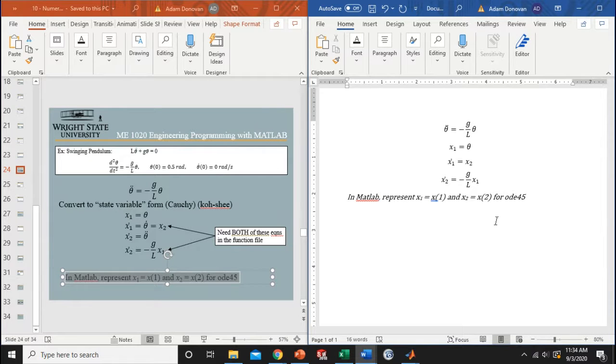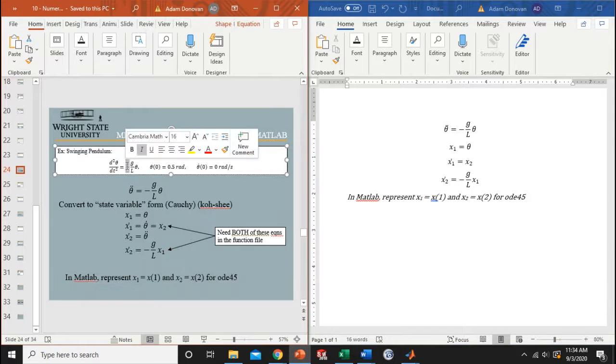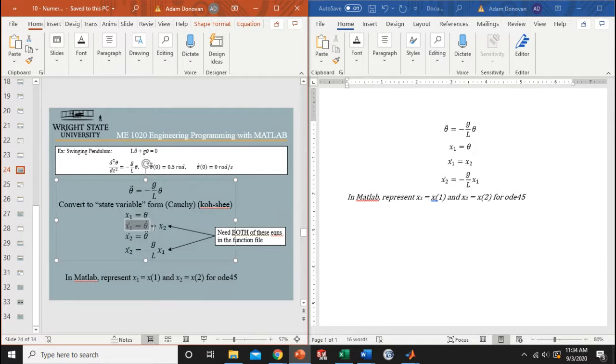And so now I've shown you how to derive this. And this is the same logic you're going to use every time. First you set your function, in this case theta, equal to x1. Take the derivative of it, and that's equal to x2. So that's your first equation. Then you take the derivative of x2, which is equal to theta double dot, and since you've solved for theta double dot, you plug it in. And so these end up being your two equations you use.